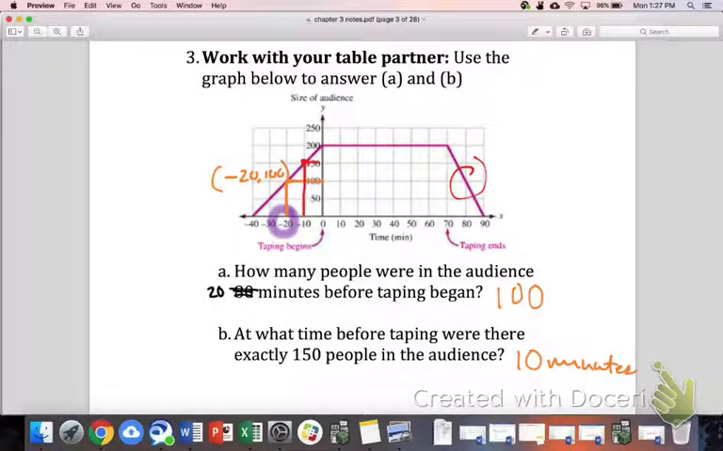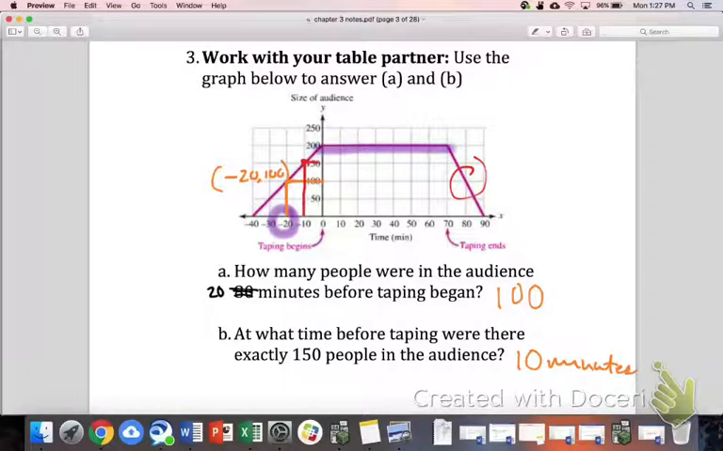What if I asked, at what time were there 200 people in the audience? When it just started. When it began. Well, aren't there lots of times when there's 200 people in the audience? Yeah. Aren't all those times when there's 200 people? There would be a lot of different answers, right? So if you said anywhere between 0 and 70, you'd have to get credit, wouldn't you?